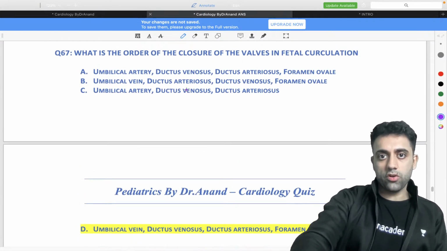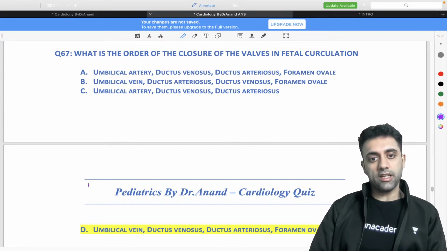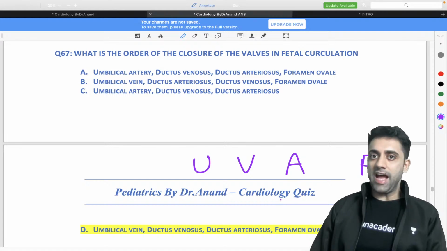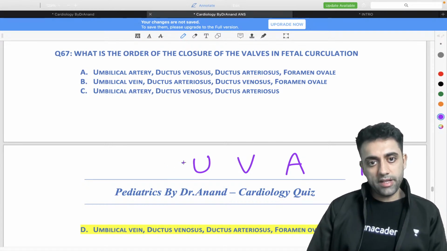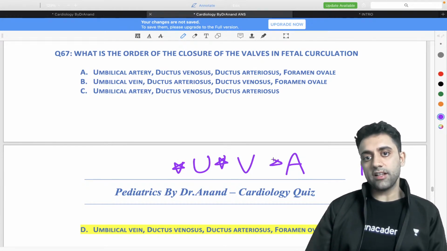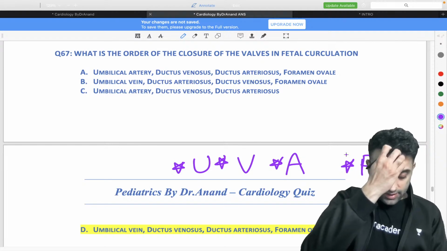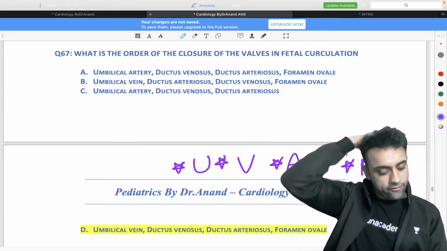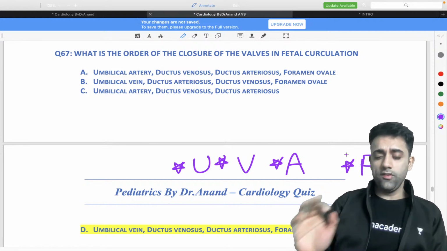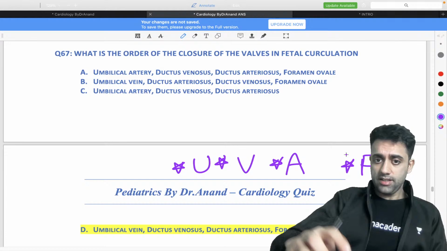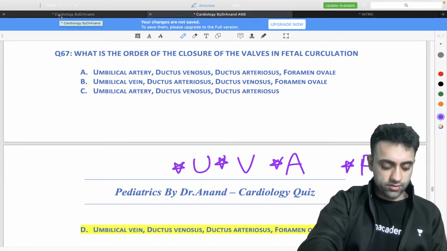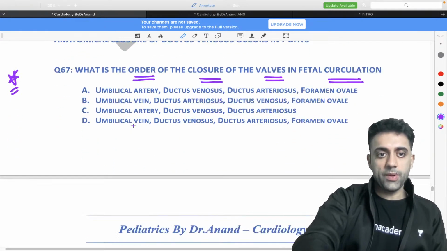The order of closure of the valves in fetal circulation, the mnemonic is UVA F. Number one, umbilical vein starts getting closed. Then we have ductus venosus. Then ductus arteriosus, and then foramen ovale. UVA F: umbilical vein, ductus venosus, ductus arteriosus, and foramen ovale. This is the order of closure of the valves in fetal circulation. Okay, done. Question 67 over.